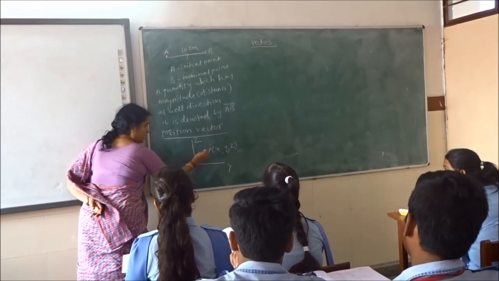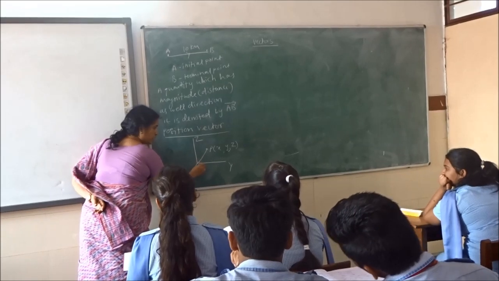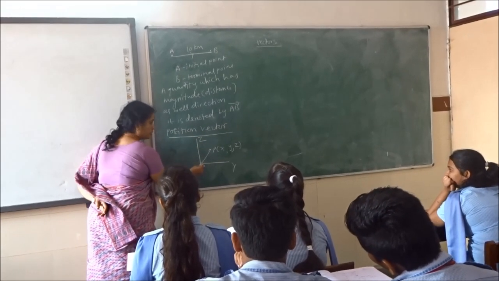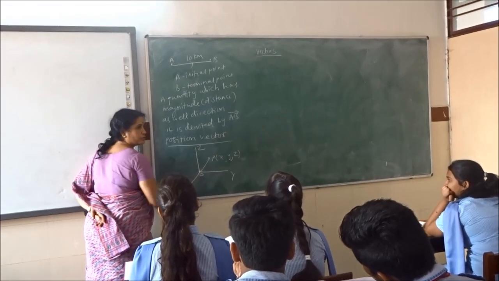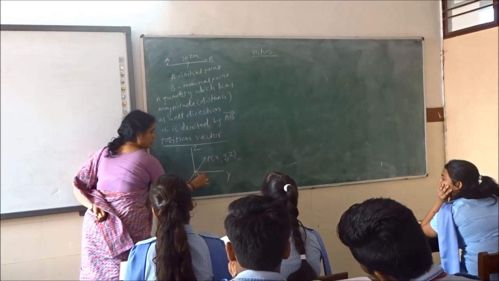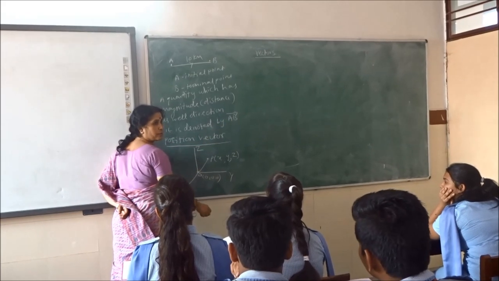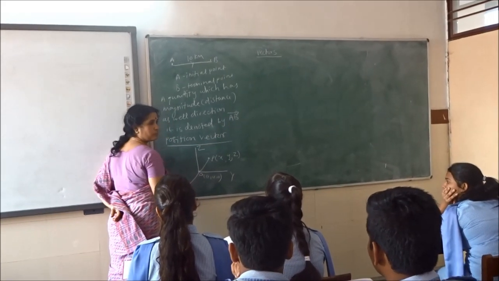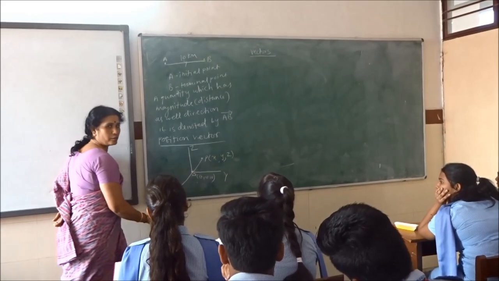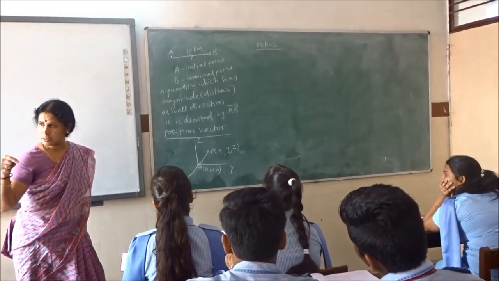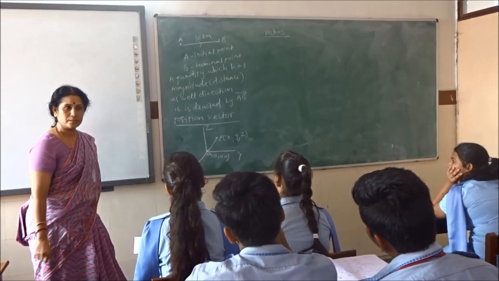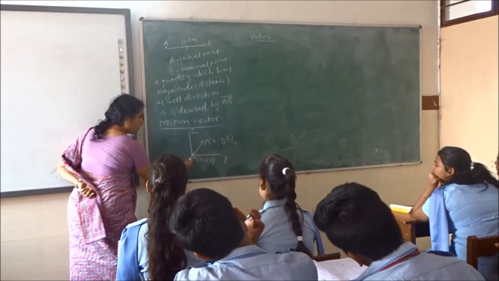Now, I am joining it with the origin. That's why we say position vector means start from origin. Otherwise, we simply say vector. I did not say position vector here; I told you AB vector. Now I am saying position vector. Position vector means that it starts from origin.